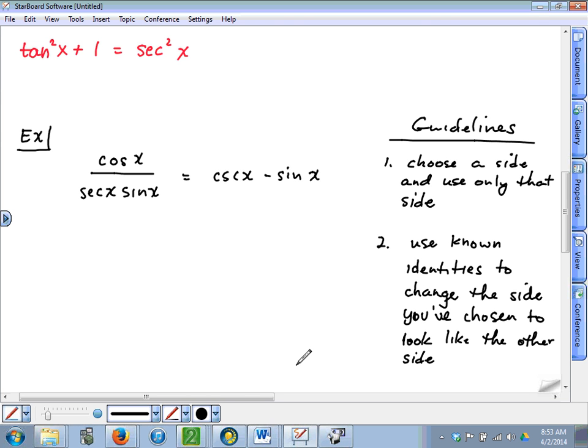So, we have chosen the left side. Cosine of x over secant of x, sine of x.